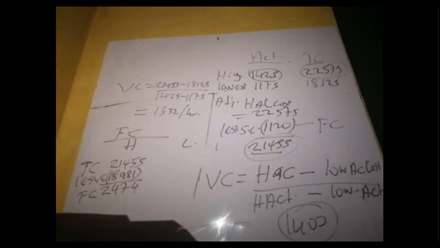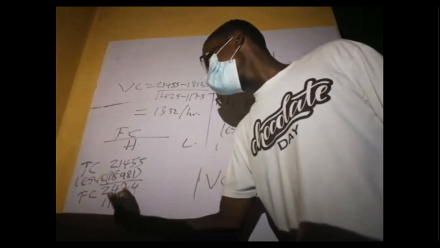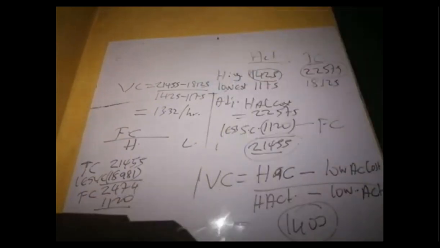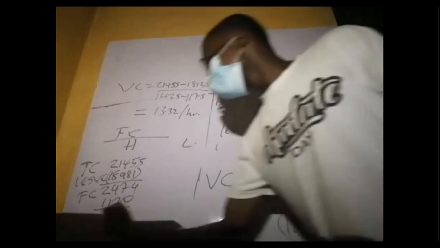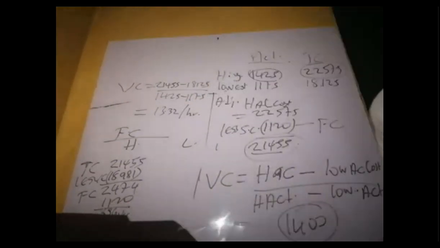Okay. So if you should add it, then 1,120. So this will give us a fixed cost, which is what? Above the threshold. So when you add it, 3,594. So that is it. 3,594. Great. Okay, so if I do one, you do one.